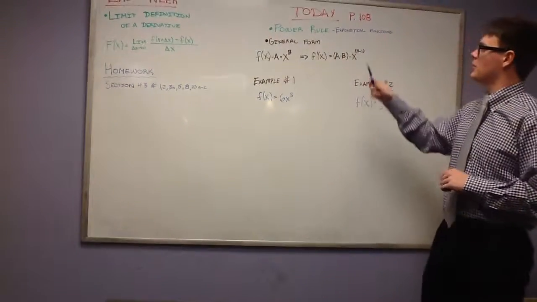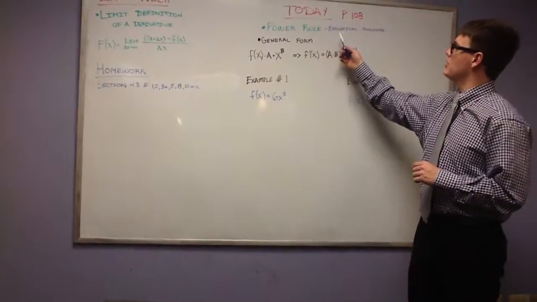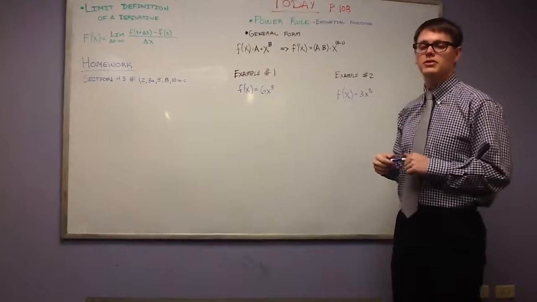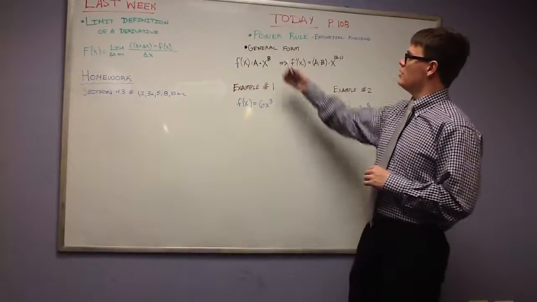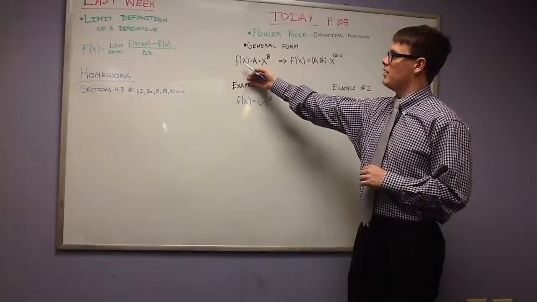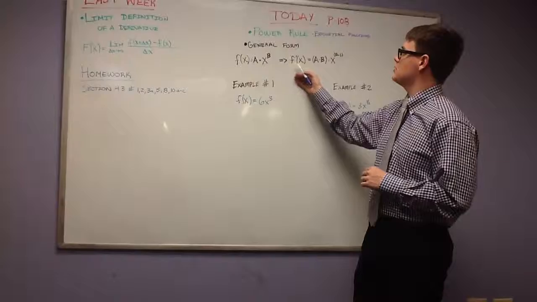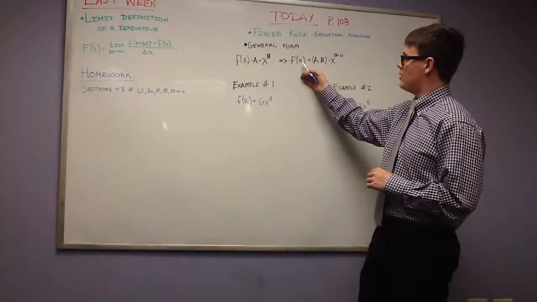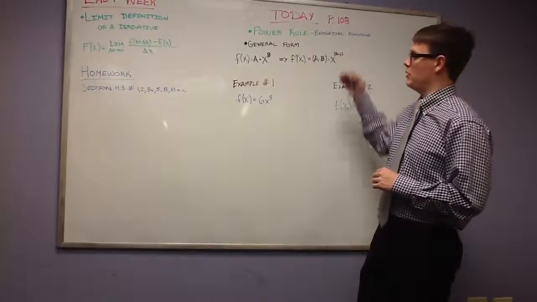However, today we're going to talk about the power rule. It'll be on page 108 in your textbook, and it's really focusing on how to take derivatives of exponential functions in a much quicker manner, avoiding the limit definition. The general form of the power rule is f of x is equal to a times x to the b power. This then yields the derivative f prime of x is equal to a times b times x to the b minus 1 power.